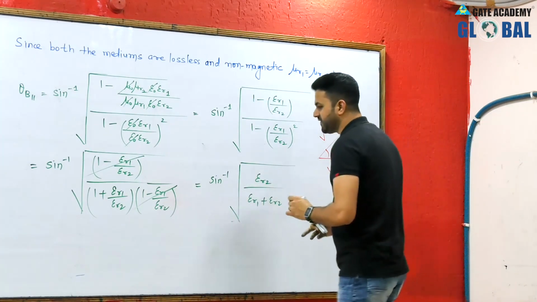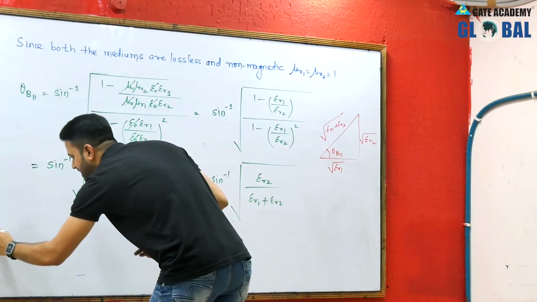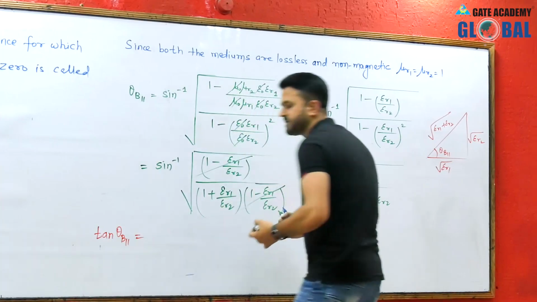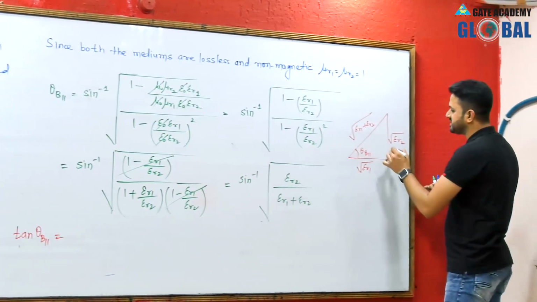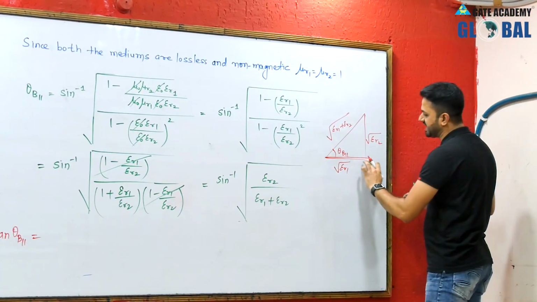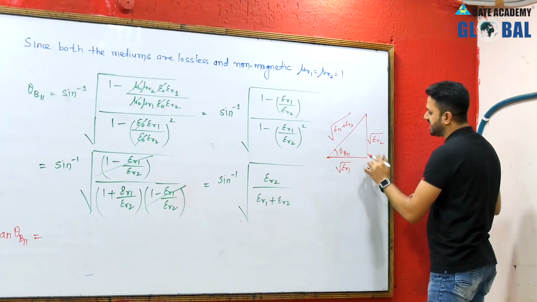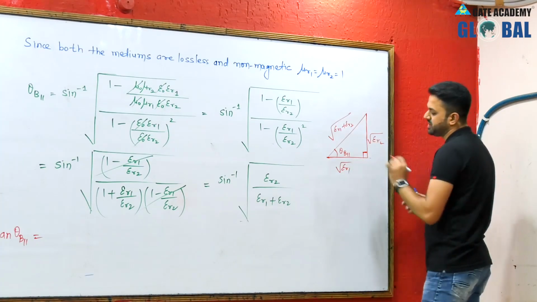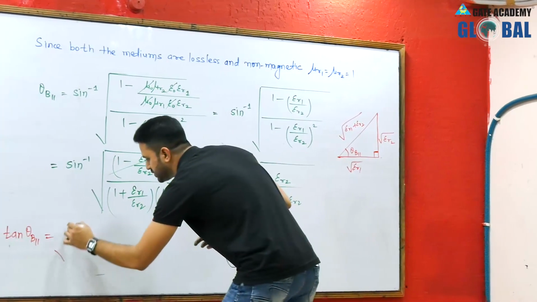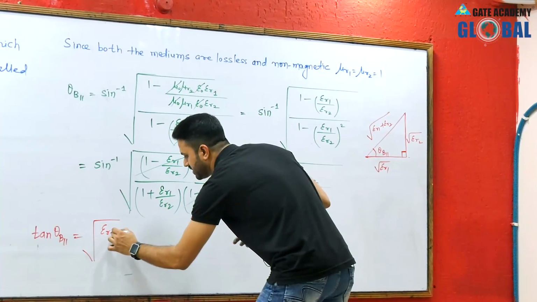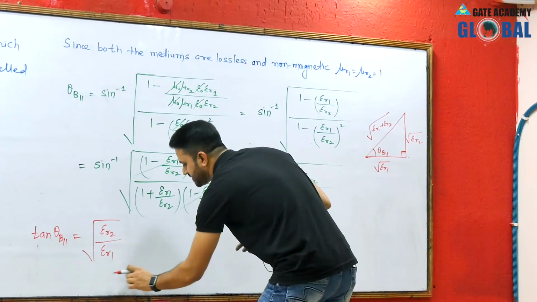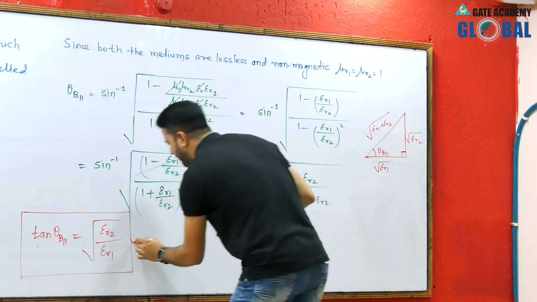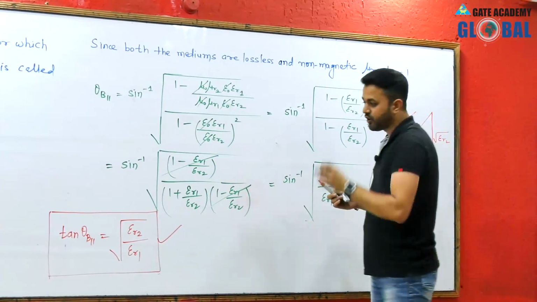Hence, if I want to write tan theta b parallel, that is the Brewster angle for the parallel polarization, from this right angle triangle, this is the 90 degree, the tan theta b is height divided by base, and height is root over epsilon r2 divided by epsilon r1. So this is the formula that you have to remember for non-magnetic medium.